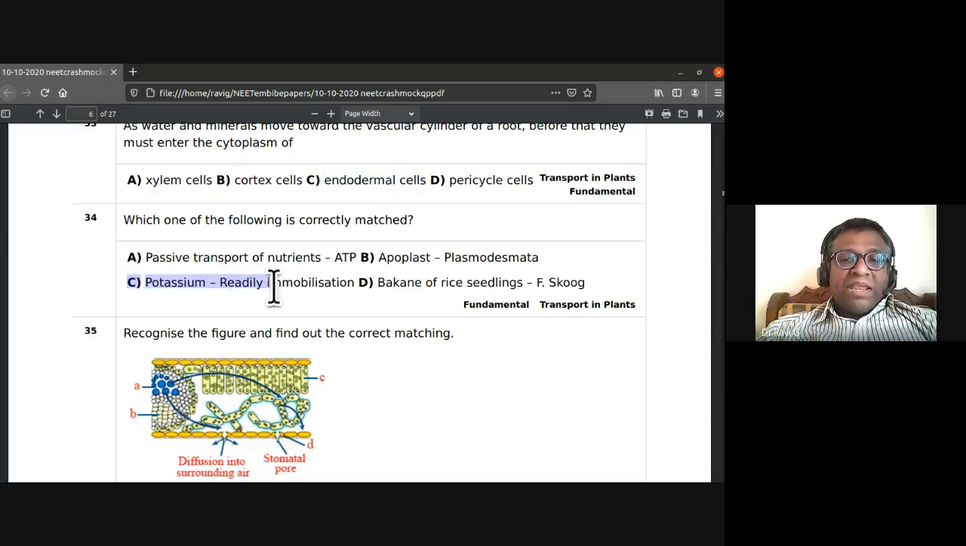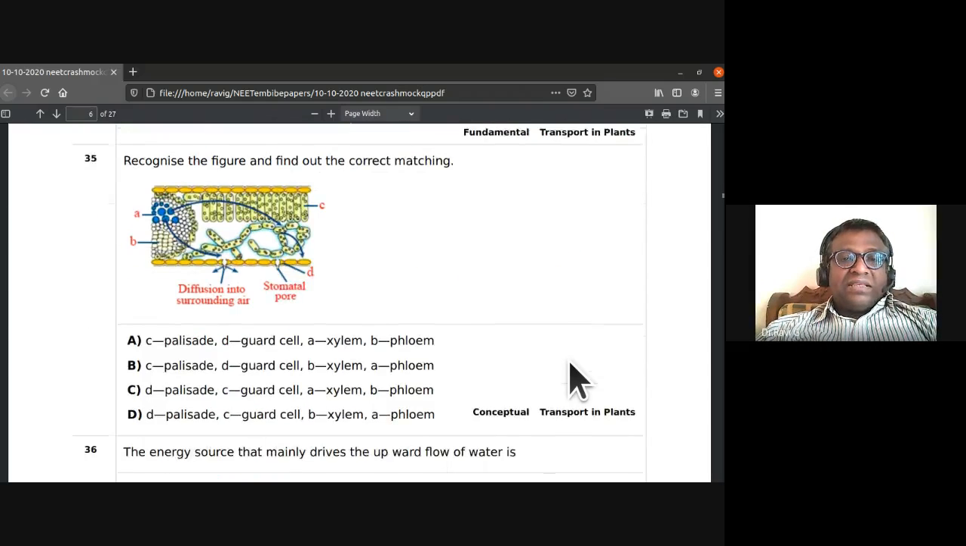So potassium readily immobilized, this is the right answer. So 34th, C is the right answer.